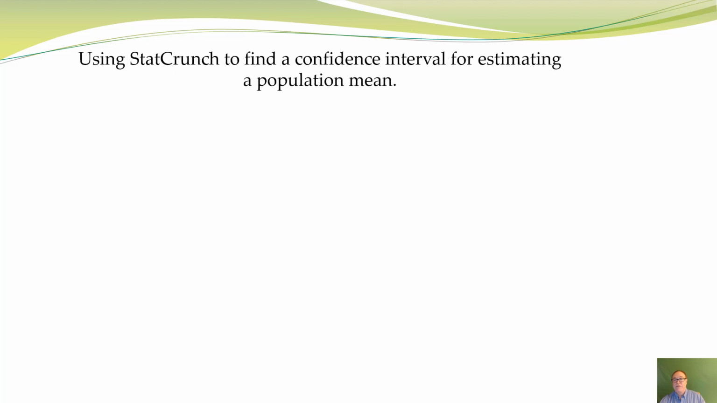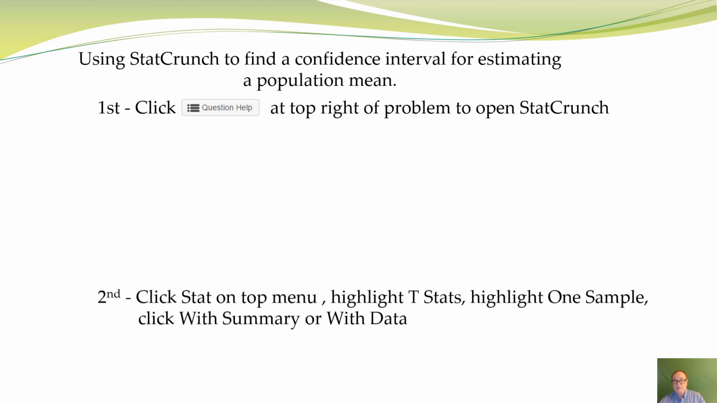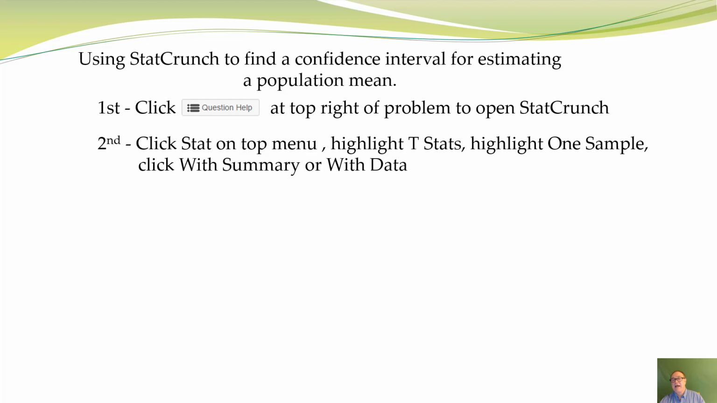Okay, using StatCrunch to find a confidence interval for estimating a population mean. Well, in this case, you open StatCrunch, same way we always do it. This time you click Stat on the top menu. This time we're going to highlight T Stats. Highlight one sample, click with summary or with data. Okay, with summary means you know the x bar and the s. With data means you just have a list of data.